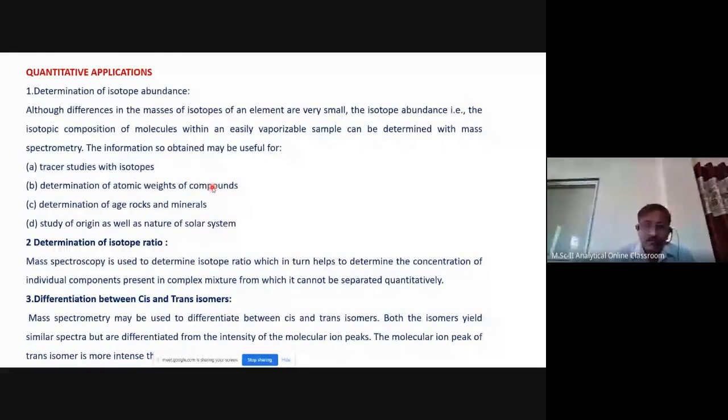So that can be used for determining the concentration of an individual component present in a complex mixture, from which it cannot be separated quantitatively. Otherwise, it is very difficult. And that's why tandem spectrometry is commonly used in this case.